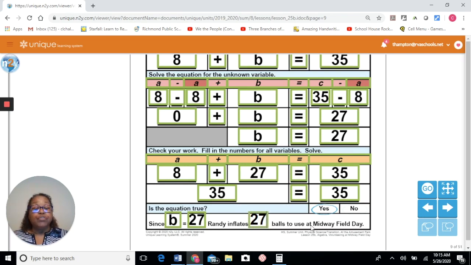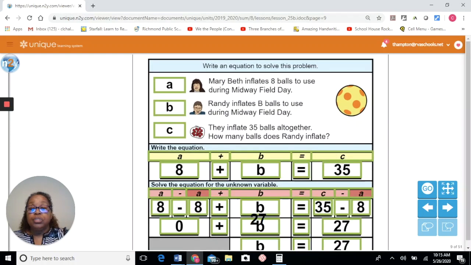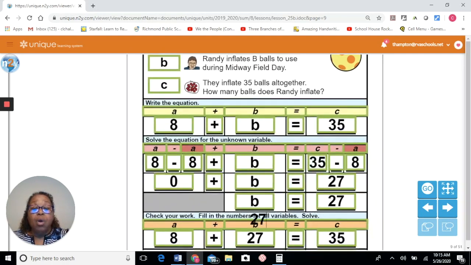What did we do? We substituted. First, we created our equation using the variables A, B, and C. Then we wrote out our equation, A plus B equals C. We substituted the numbers for the variables. We knew that A was 8. We didn't know what B was, but we knew that C was 35. So we knew we were solving for B. We rewrite our equation so that we can isolate B. And the way that we do that, since we were using addition, we used subtraction to solve.